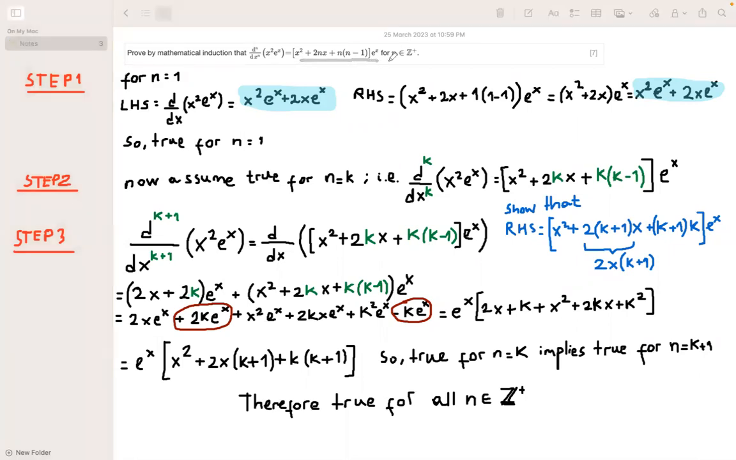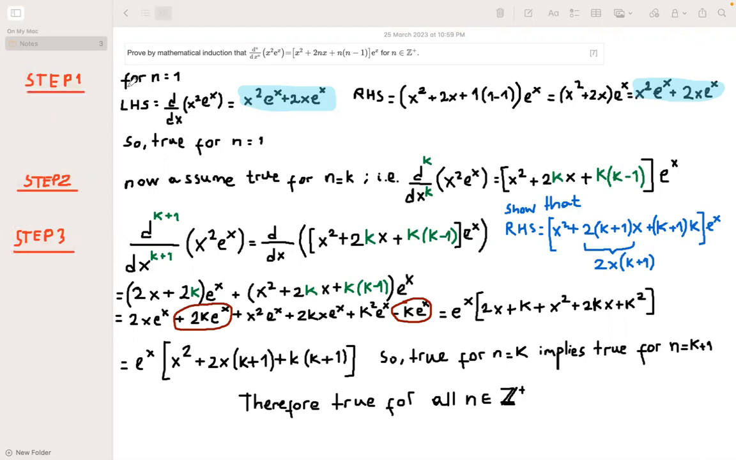For all positive integers. So we have three steps. I just highlighted them; I don't want you to write this when you solve this question. I just want to show you how we do it. And the first step is the basis step.